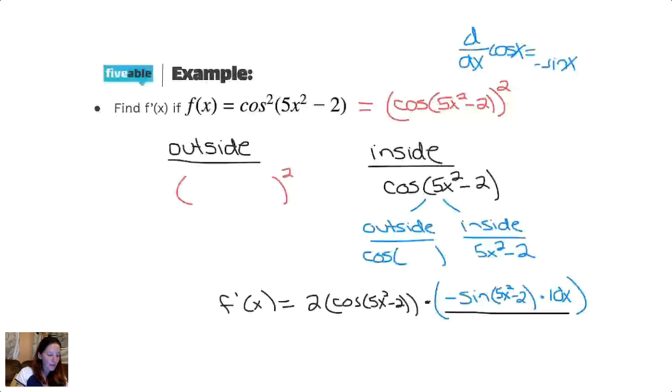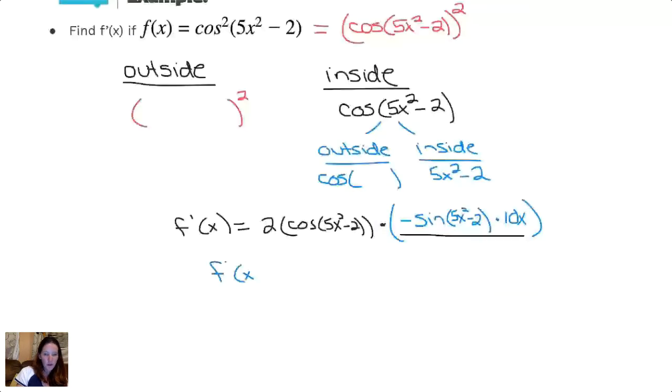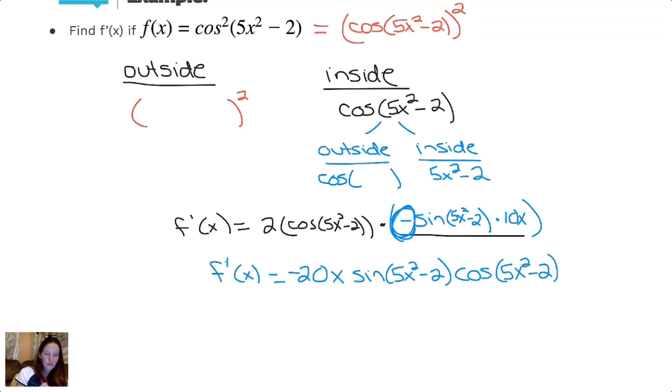Probably would want to clean this one up a little bit, especially if this was a multiple choice question. Depending on what your teacher's expectations are on an assessment, a lot of teachers do want you to clean it up. So you would probably multiply that 2 in the front by the 10x and get 20x. Negative, actually, because we have a negative here too. So I can take that negative, the 10x, and the 2 and combine them together. The cosine and the sine, it doesn't really matter which one you put first. Usually you see sine first, but it doesn't make any difference. And that's your derivative.